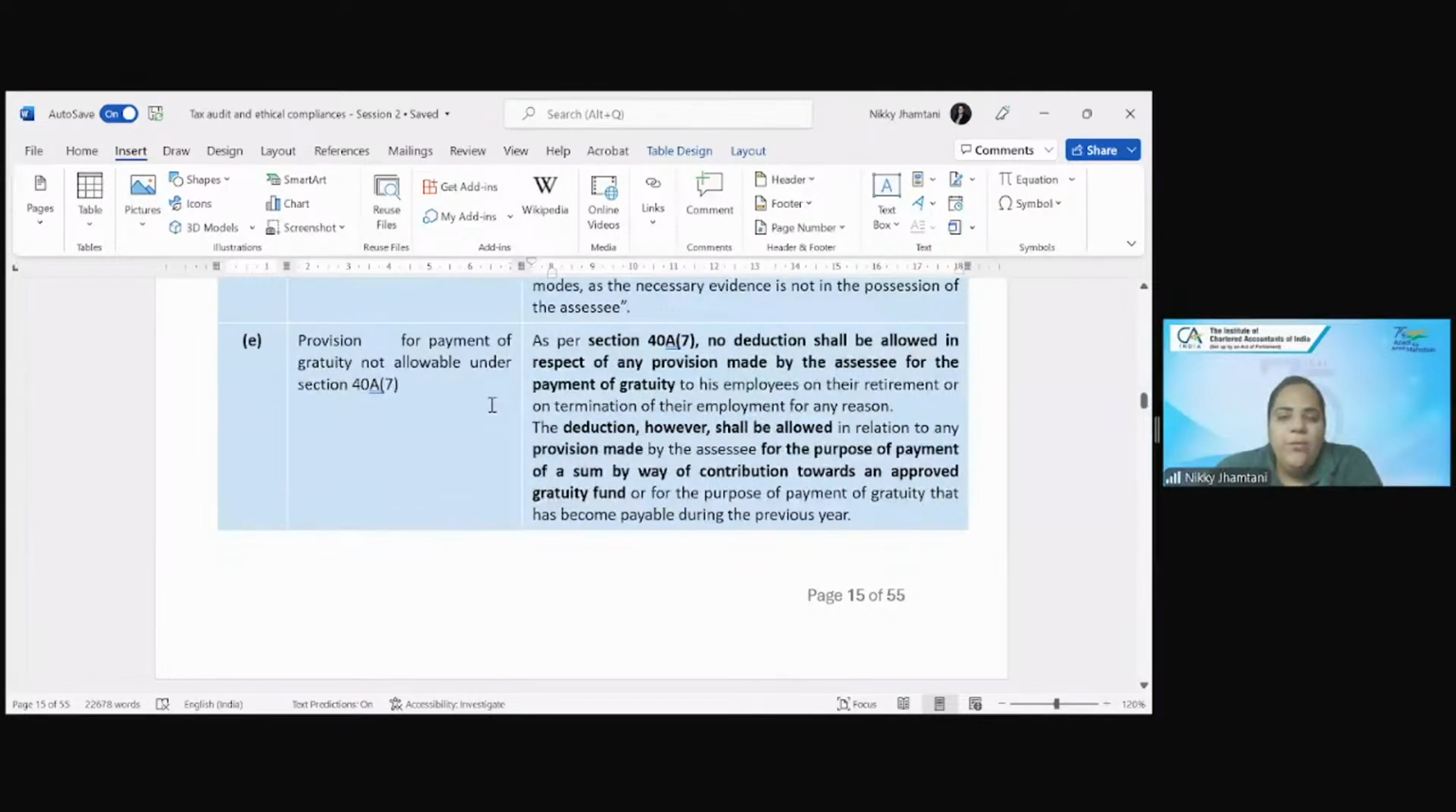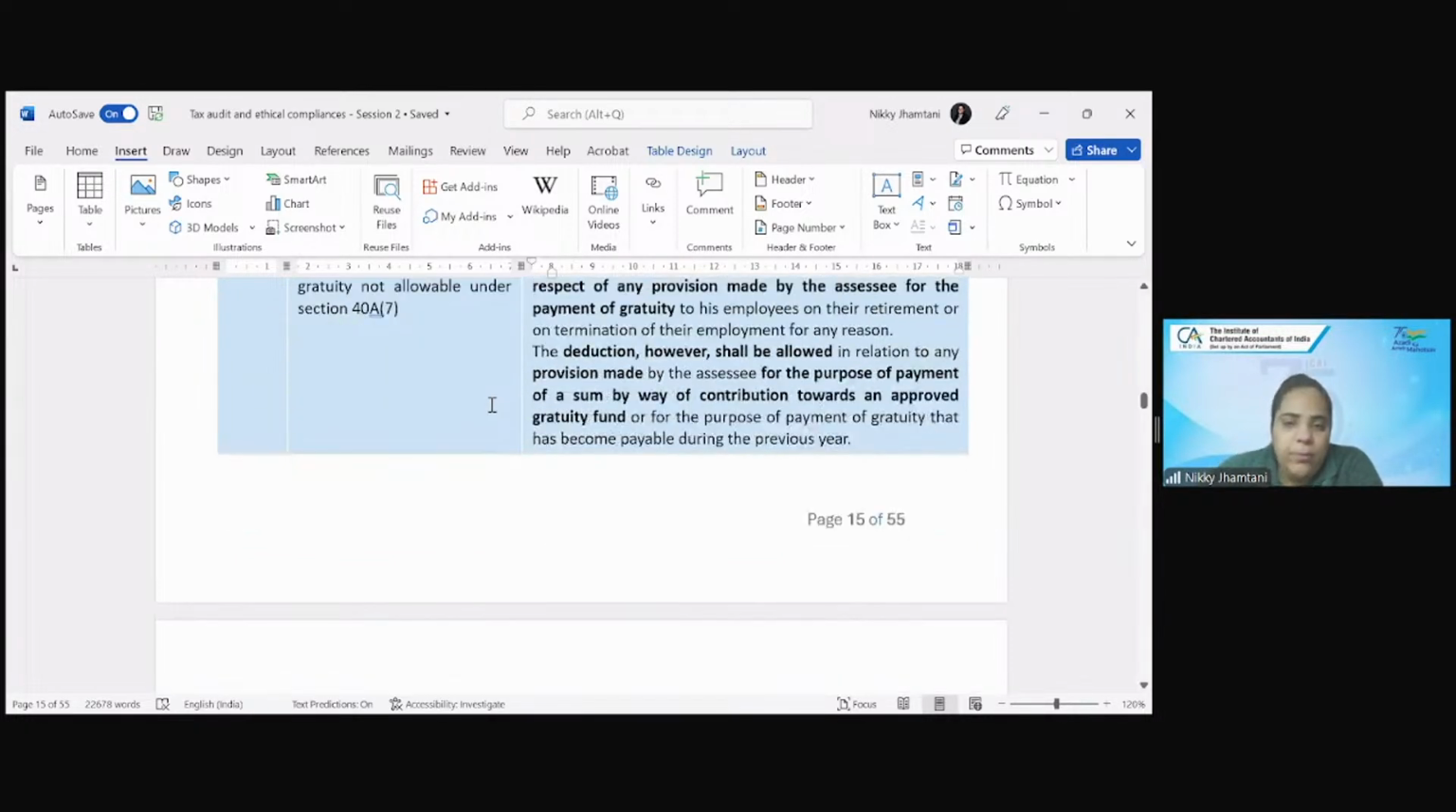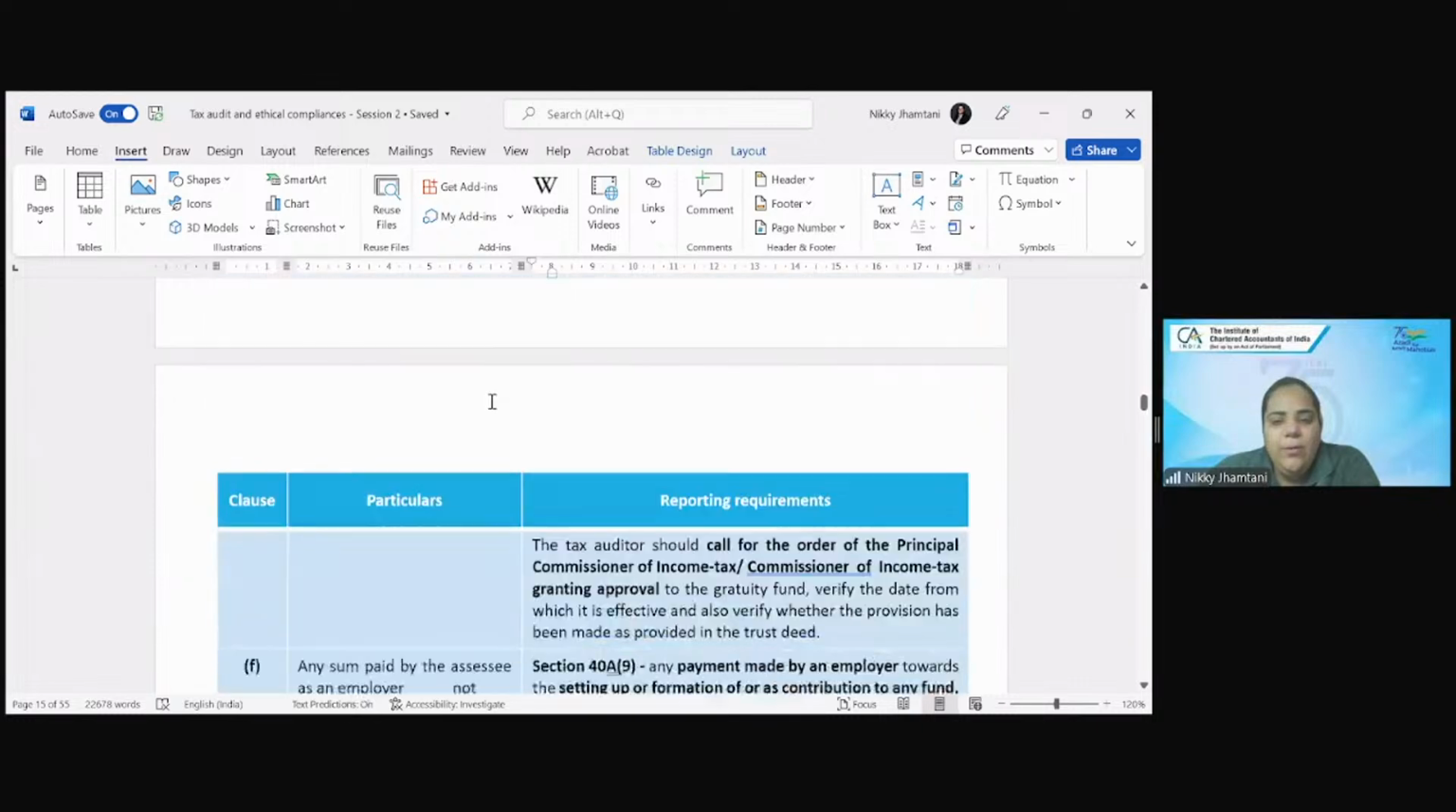So as per section 40A(7), no deduction shall be allowed in respect of any provision made by the assessee for the payment of gratuity to his employees on their retirement or on termination of their employment for any reason. Deduction, however, shall be allowed in relation to any provision made by the assessee for the purpose of payment of a sum by way of contribution towards an approved gratuity fund or for the purpose of payment of gratuity that has become payable during the previous year.